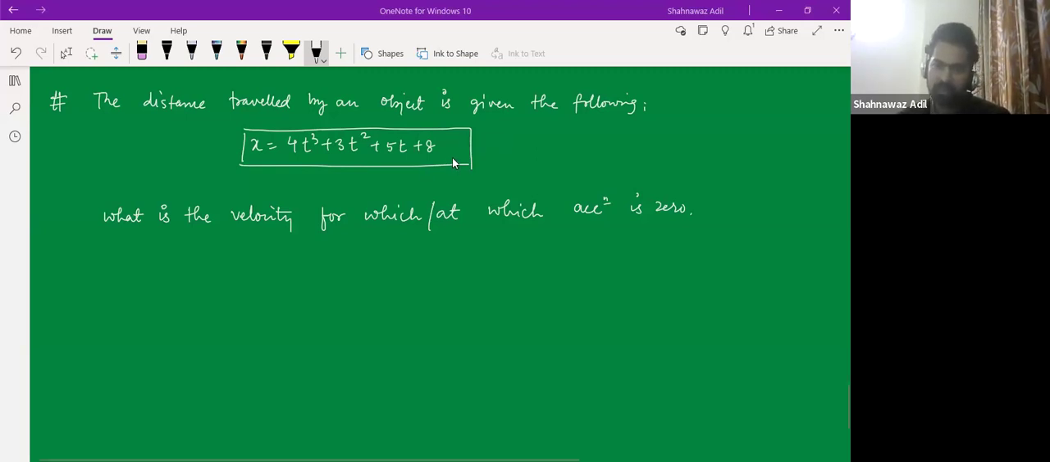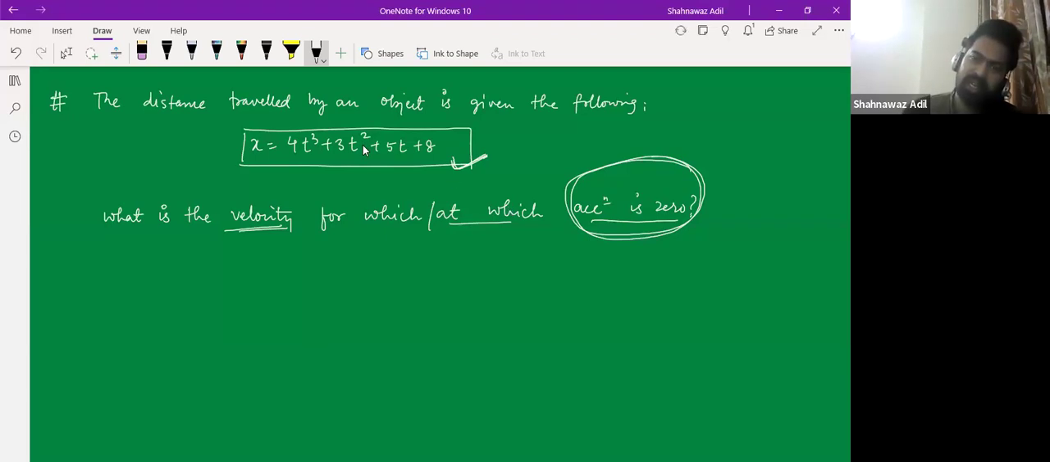We have this distance and we want to calculate what is the velocity at which acceleration becomes zero. So this is the thing that we will calculate. So what is the first thing that we will calculate in the given question? So this is the important information, right? First, we will calculate the acceleration.